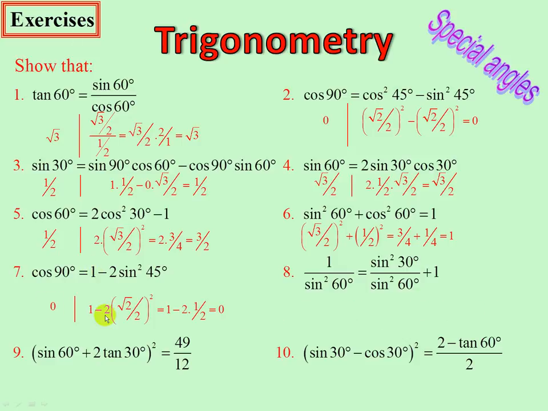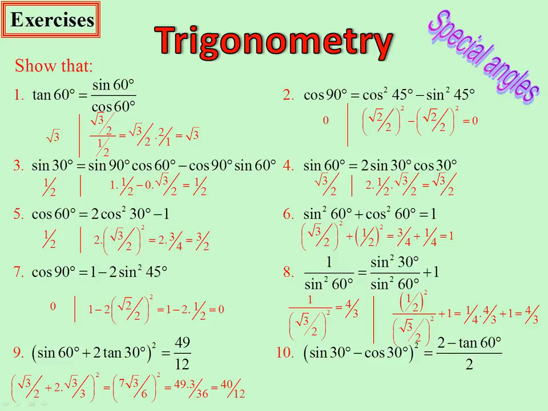Left-hand side naught, 1 minus twice, and then we must put sine 45 in brackets all squared. That gives you 1 minus 2 times a half, which is naught. Left-hand side, 1 over sine squared 60, so it's 1 over root 3 over 2 all squared, which is 3/4, flipped is 4 over 3. This side here, sine squared 30 over sine squared 60, plus 1. I'm now going to have the top multiplied by the flip of the bottom. That cancels down to a third, plus 1, 4 over 3.